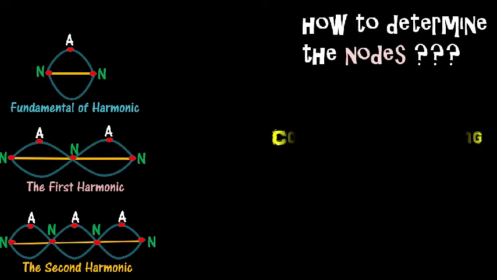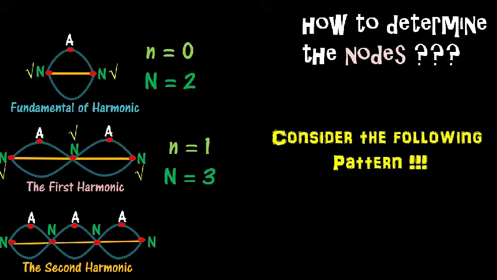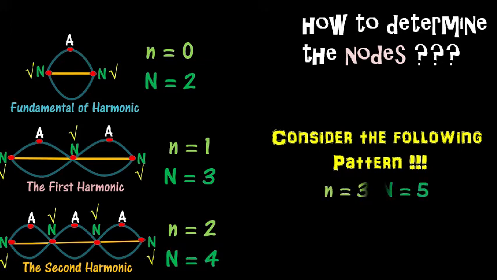To determine the notes, please consider the following pattern. If the number is 0, the notes is 2, and if the number is 1, the notes become 3, and if the number is 2, the notes become 4. And we can conclude if the number is 3, the notes is 5, and if the number is 1000, the notes is 1002.